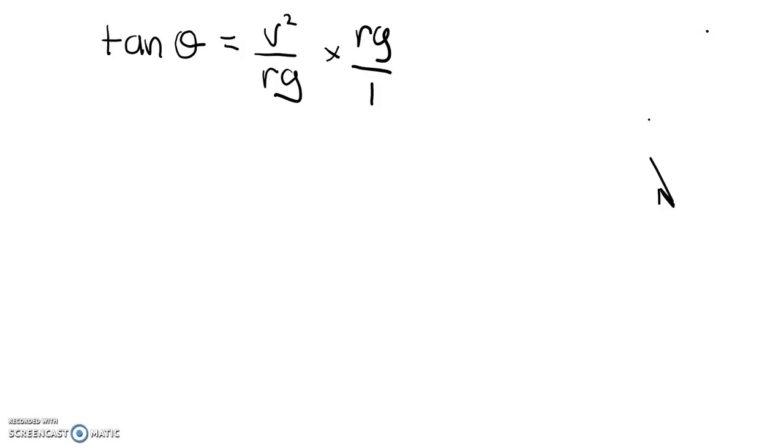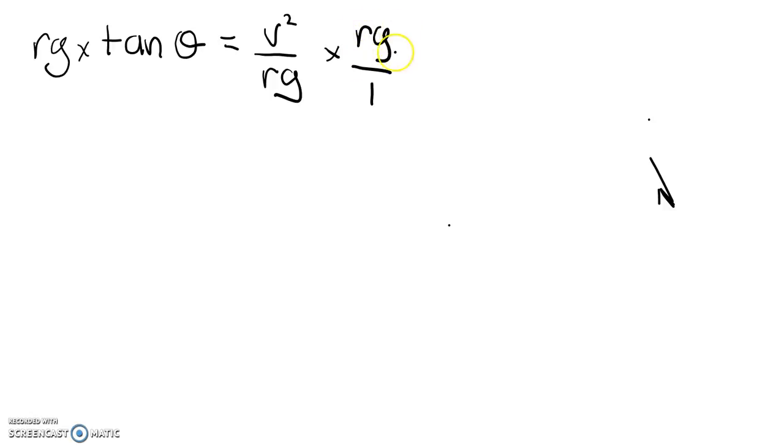Now we can notice that on the right hand side of the equal sign, we've times the right hand side by Rg. So to balance it, we have to times the left hand side by Rg. Now this balances it, so whatever we do to the left hand side, we have to do to the right hand side. Now we can simplify.